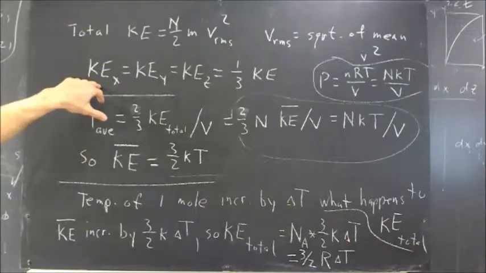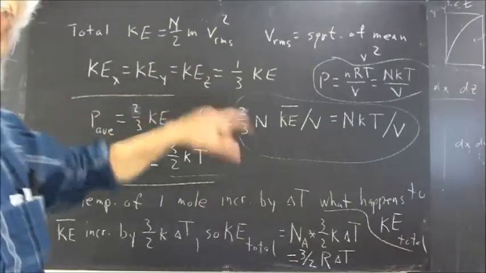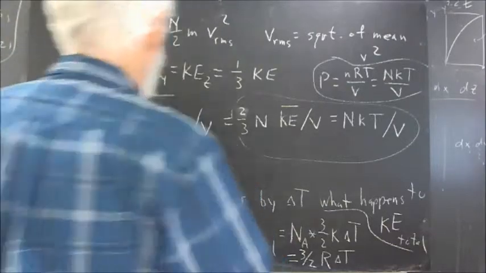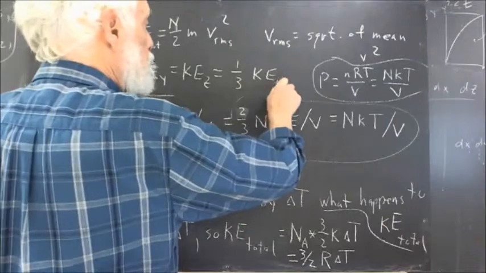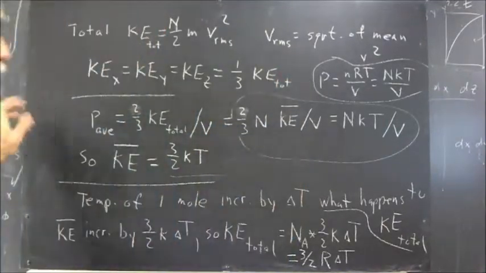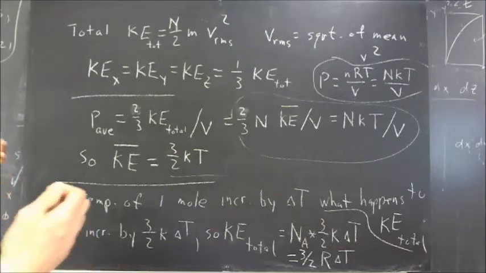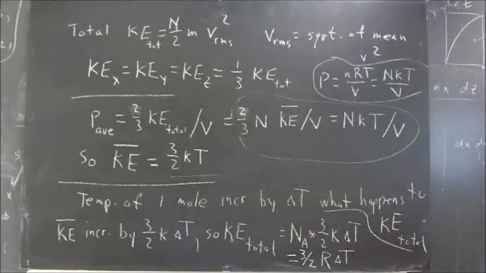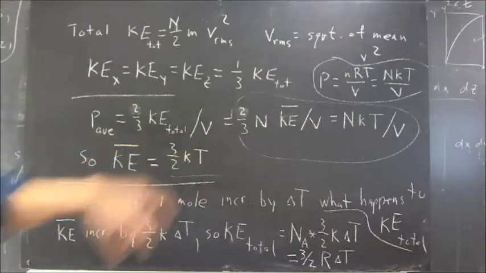The kinetic energy in the x, the y, and the z directions is the same, so each of those is going to be 1/3 of the total kinetic energy. And maybe I'll put a total here, TOT for total. Okay, so when we express the average force, rather the average pressure, it is 2/3 total kinetic energy over V.